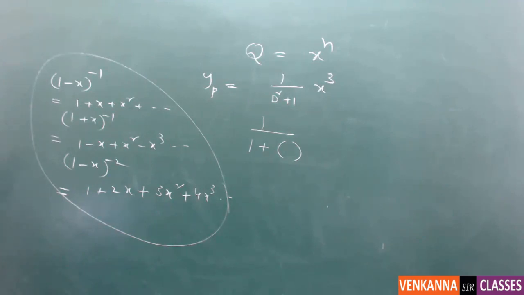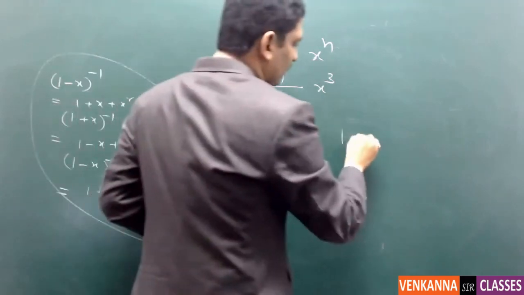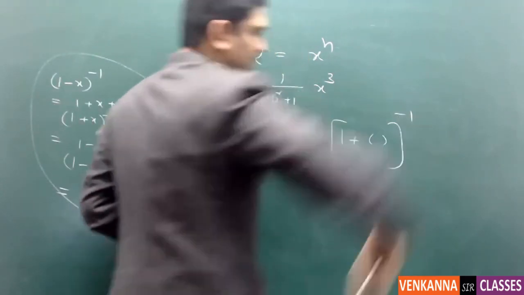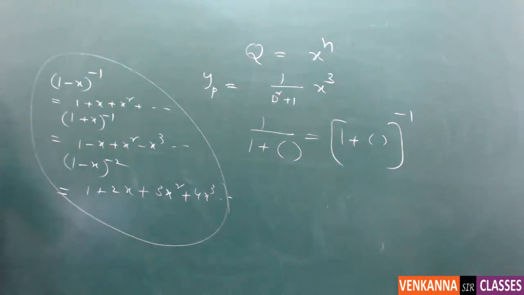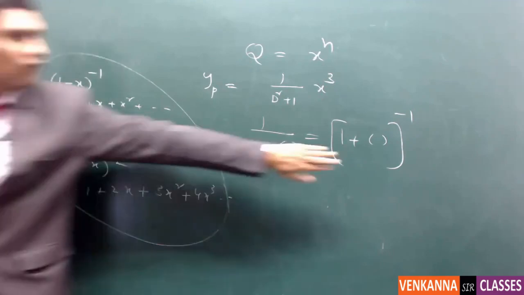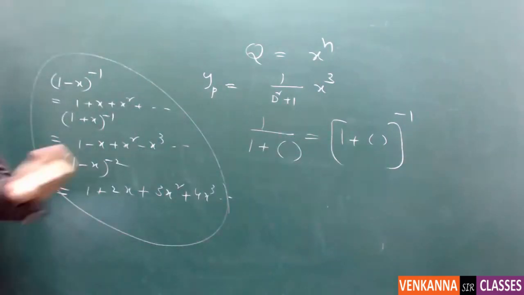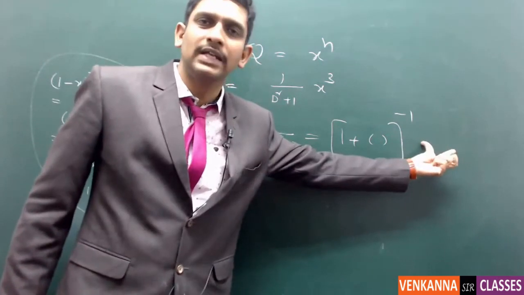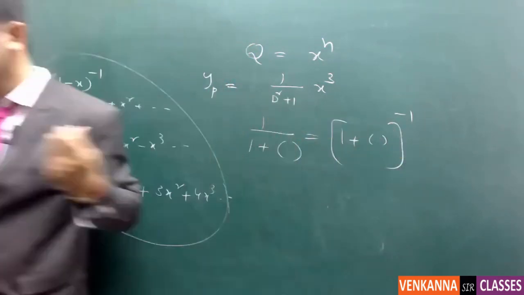So, by taking the terms common in the denominator, we represent the denominator in such a way that 1 plus something will exist in the denominator. So, this is nothing but 1 plus something whole power minus 1, like (1 plus x) whole power minus 1 or (1 minus x) whole power minus 1. We are going to make use of one of these expansions for this coefficient, and by multiplying each term on the right hand side, we will find the particular solution. Okay?